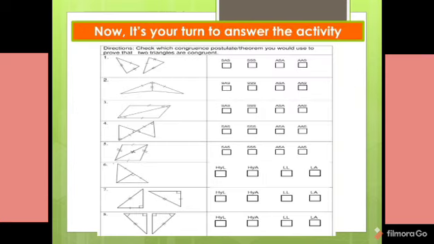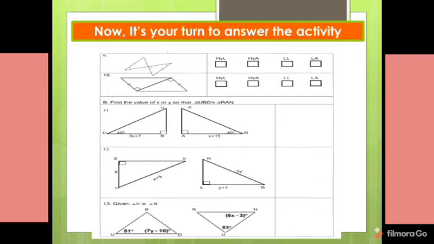So this time, it's your time to answer the activity. You will answer this one on a short bond paper, long or short could be. Then you will submit it on the following Monday. Okay? So, have a copy of it.